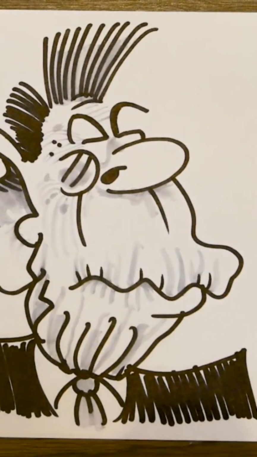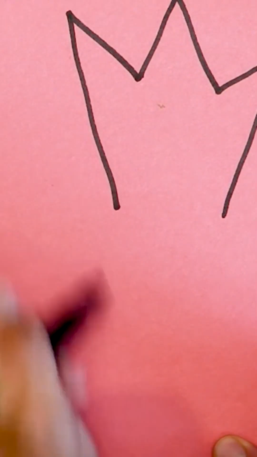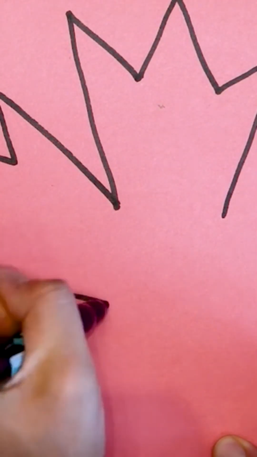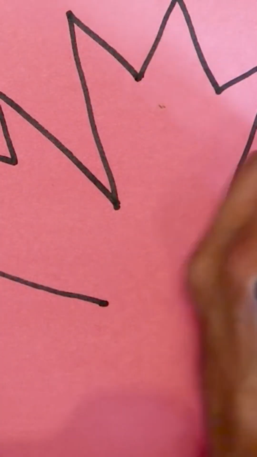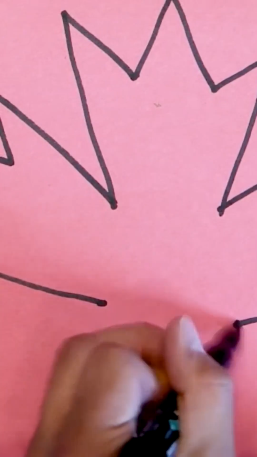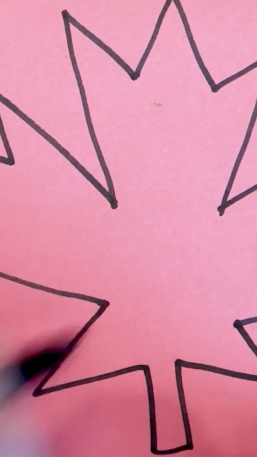See, people have a hard time with the leaf on the flag, but it is really just a series of 3 points. 1, 2, 3 at the top, like this, and then 1, 2, 3 on the right side, and then 1, 2, 3 on the left side, and then 3 points at the bottom, like this. There you go. Now we just cut it out.